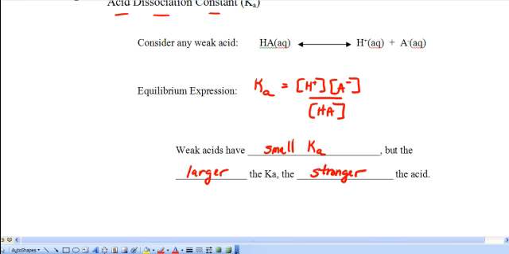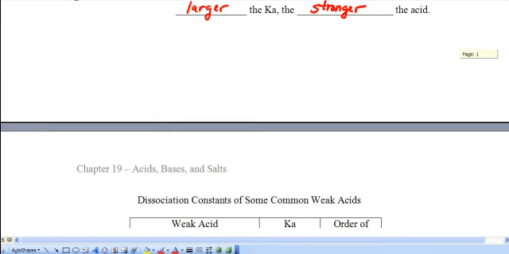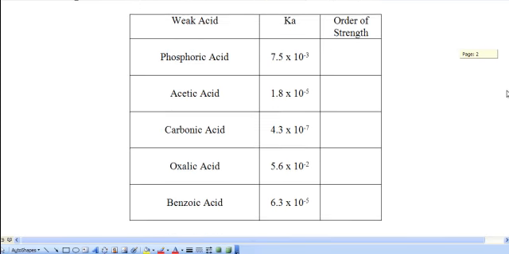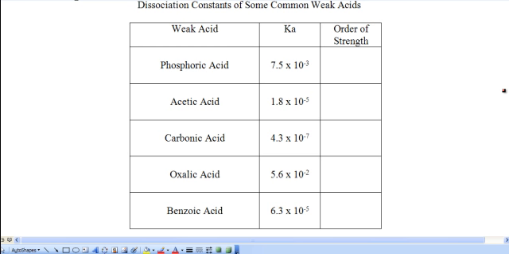And the only thing I'm going to have you do in this chapter, I'm not going to actually have you calculate Kas and whatnot, since we've done equilibrium in a previous chapter. All I want you to be able to do is compare the strengths of weak acids. So for example, if I give you these 5 weak acids, can you put them in order of strength? Number 1 being the strongest and number 5 being the weakest. If you want to pause the podcast and try to do that, feel free.